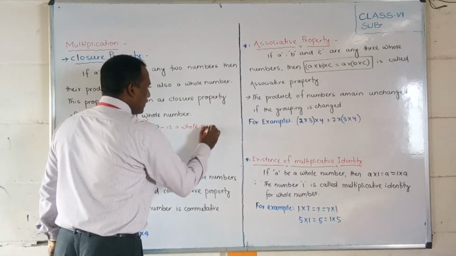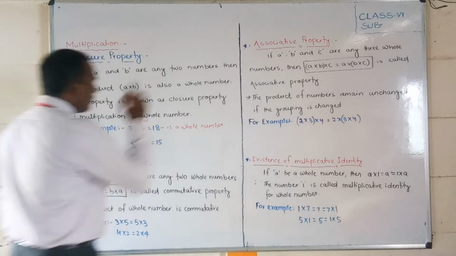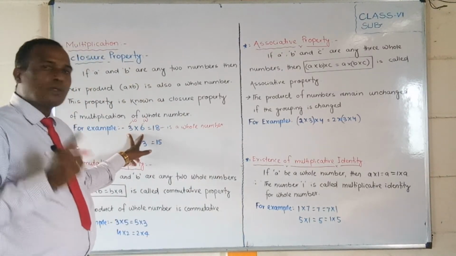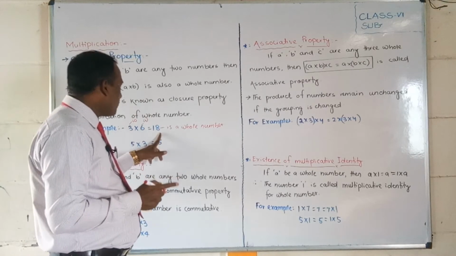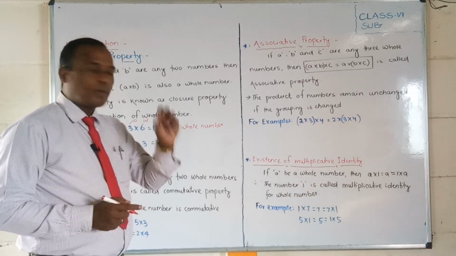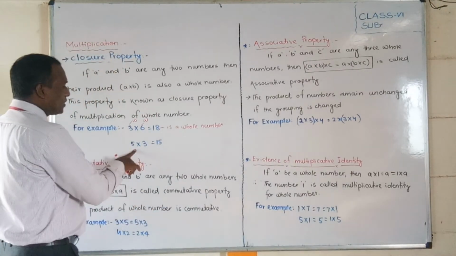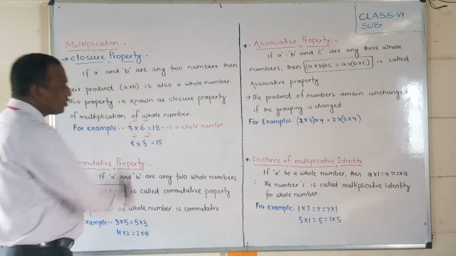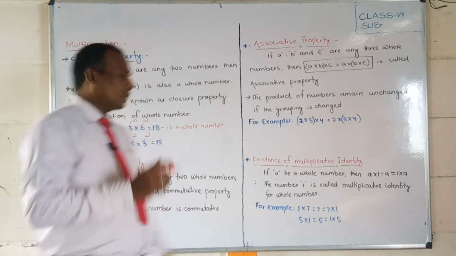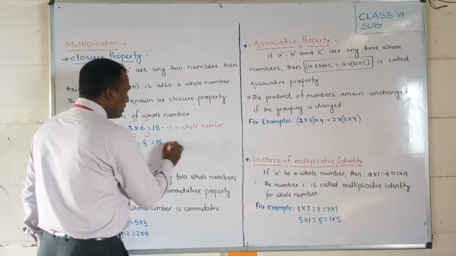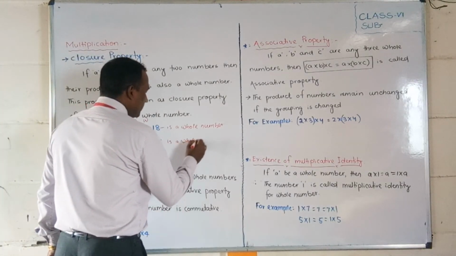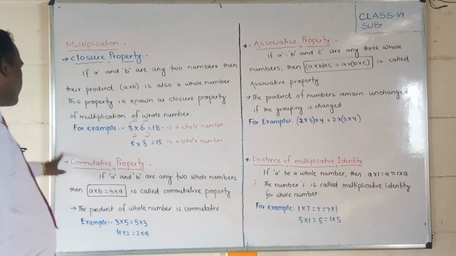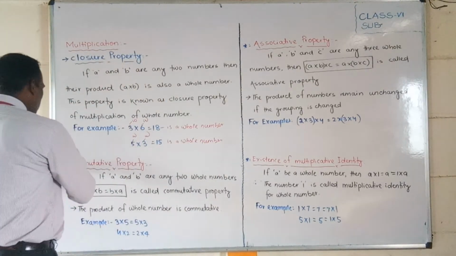So what is the statement? When we multiply two whole numbers, we get a whole number as the result. That is called closure property. In the second example, 5 is a whole number, 3 is a whole number, then 5 into 3 is also a whole number. So 15 is also a whole number. Now students, we'll go to the second property, the commutative property.